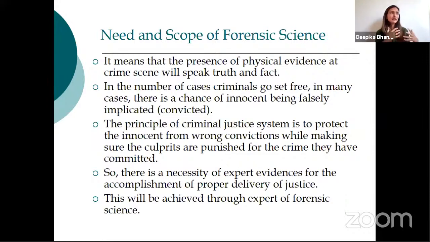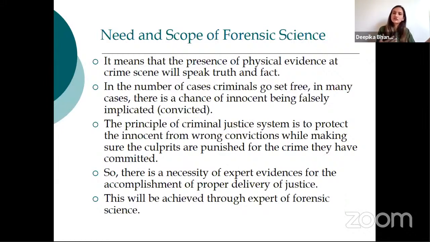Earlier, commuting between two places was very difficult. So traditional crimes were committed where the person commits the crime and stays there, and the evidence can be found at the same place in the same vicinity. But in today's world, you all can go outside the country within 3-4 hours. And then how would we establish that you were there?